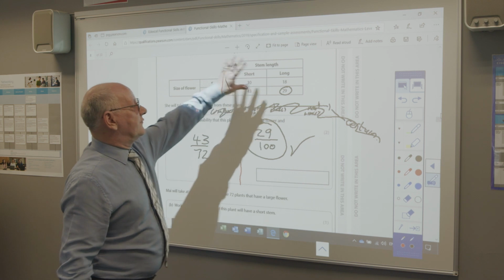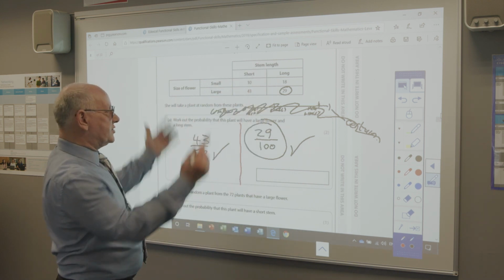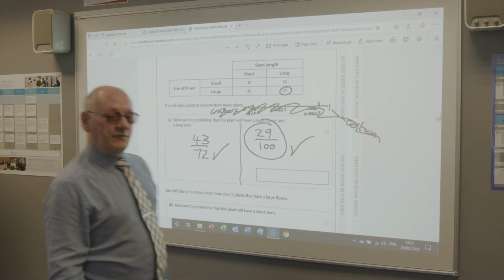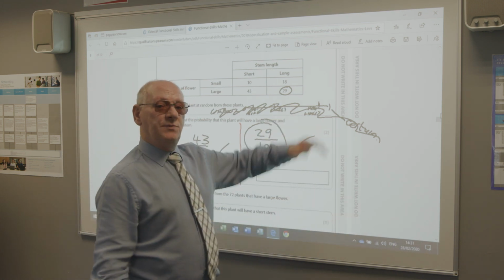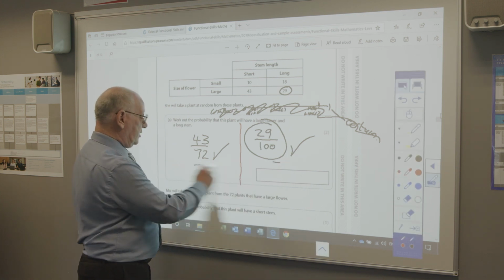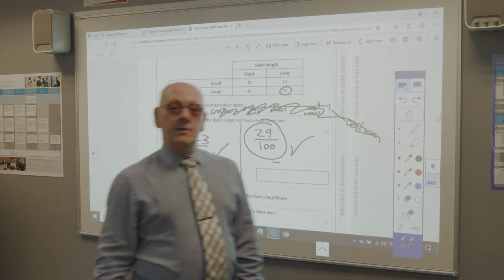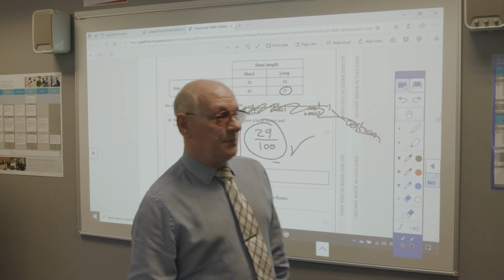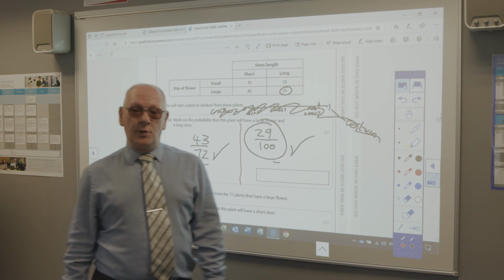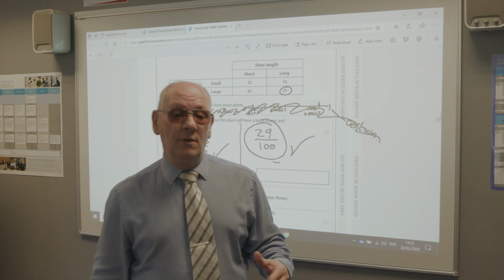Where you've got a table, you've got to read the information, you've got to extract the information from the table, and you've got to work out a fraction, and then if possible simplify it to get the correct answer. You can't simplify that, you can't simplify that. If you can't, you can't. Simple as that. And that, in a nutshell, is probability.